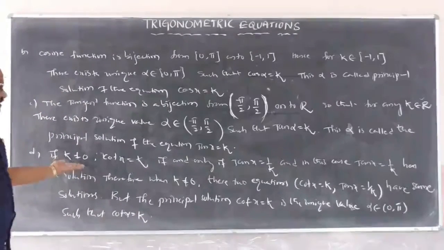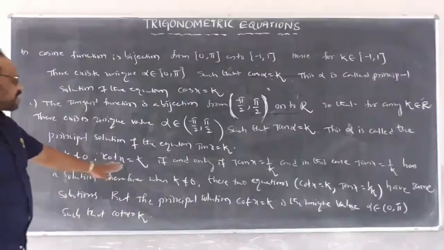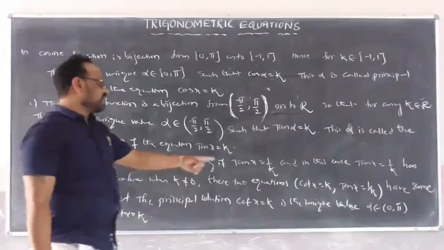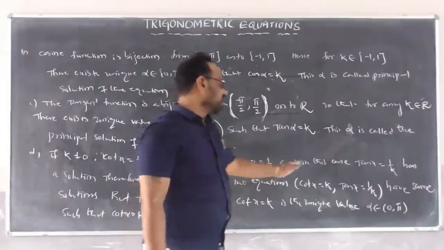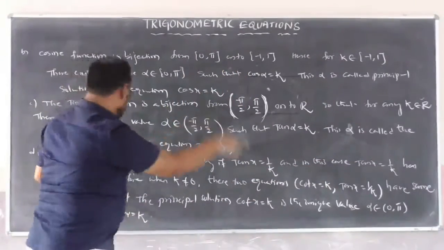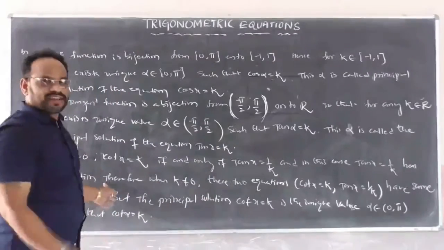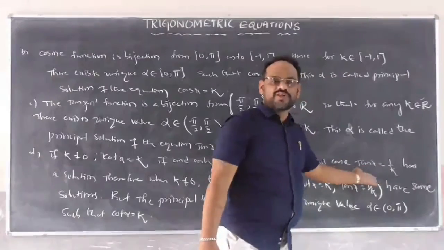What is the meaning of this? If k is not equal to 0, cot x equals k if and only if tan x equals how much? Tan x equals 1 by k. In this case, tan x equals 1 by k has a solution.